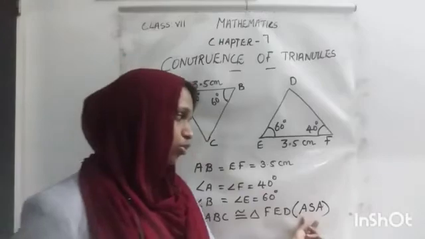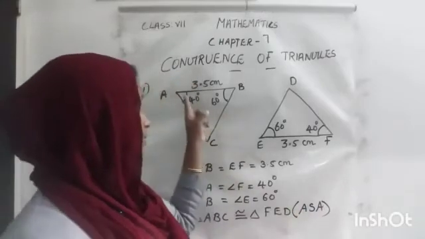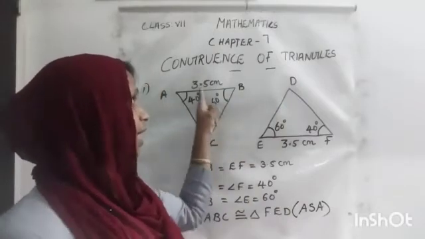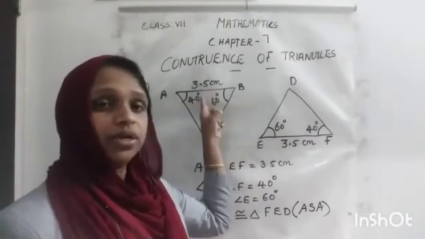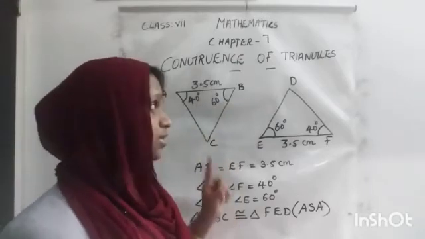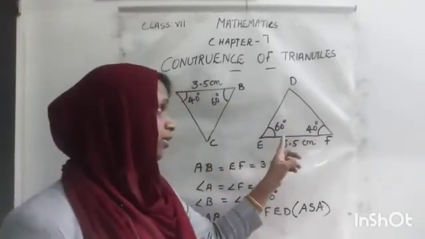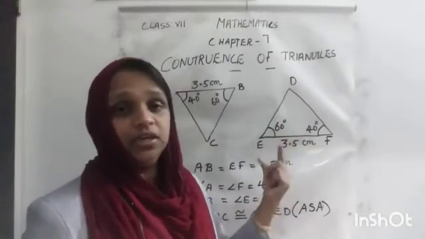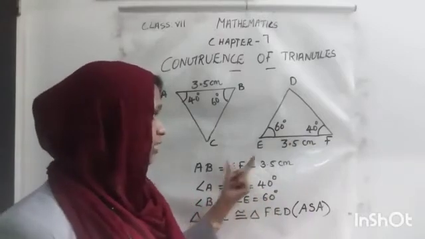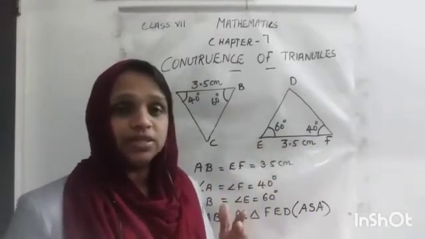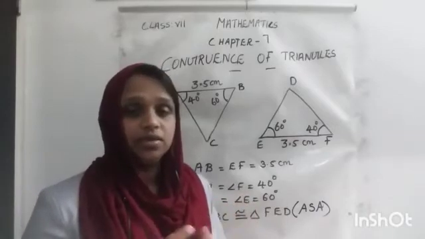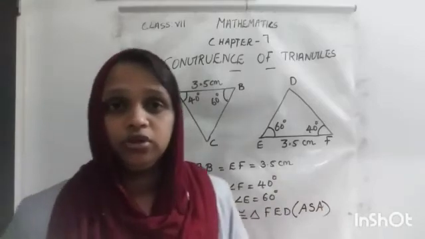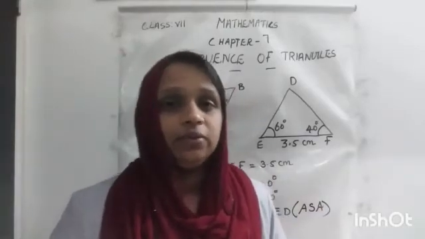So the ASA congruency rule means two triangles are congruent if two angles and an included side of one triangle are equal to the corresponding two angles and included side of another triangle. So the included sides are equal, meaning the side between the two angles. So by the ASA rule, these two triangles are congruent. Now we can move on to the next problem.